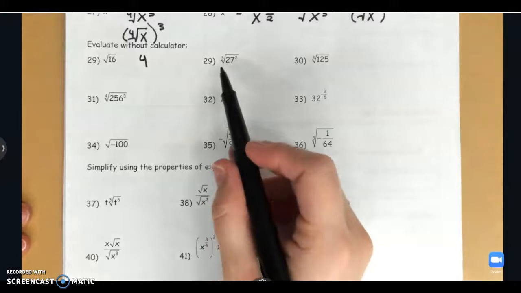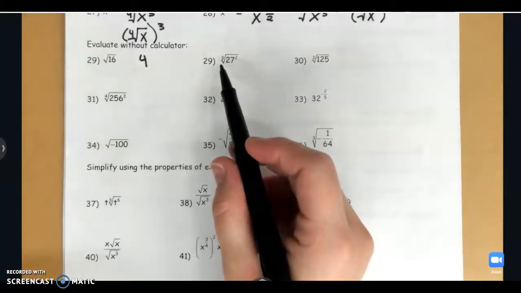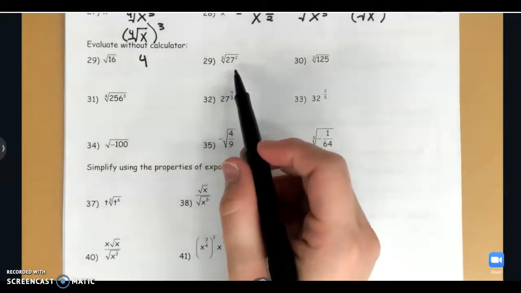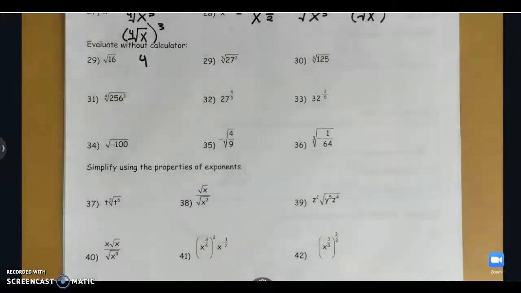But now looking at 29, we have the cubed root of 27 squared. And I know you're probably already thinking, how the heck am I going to do that without a calculator? I'm taking the cube root of something. Now, wouldn't it be a lot easier to take the cube root of a perfect cube? 27 itself might be a perfect cube. Let's look.